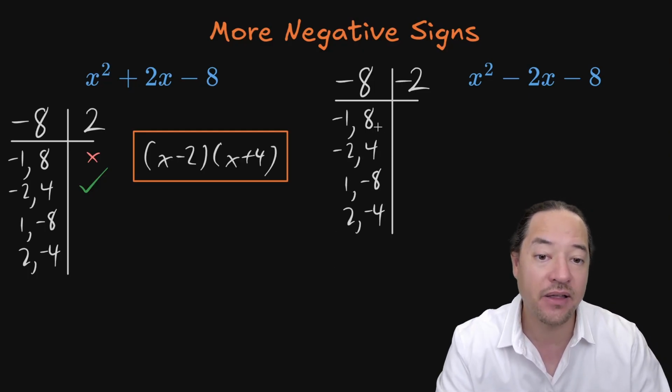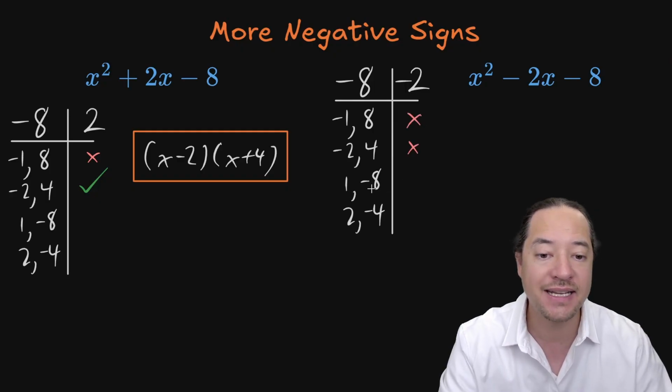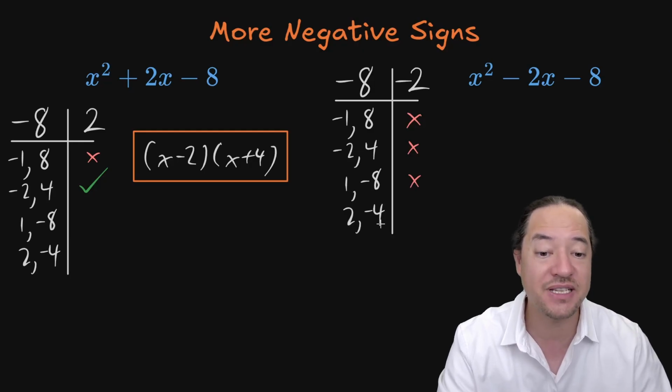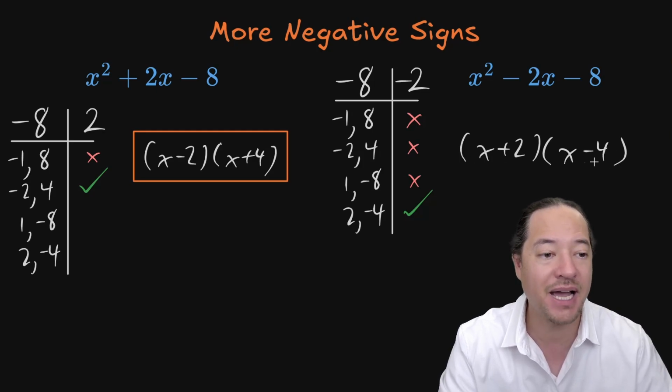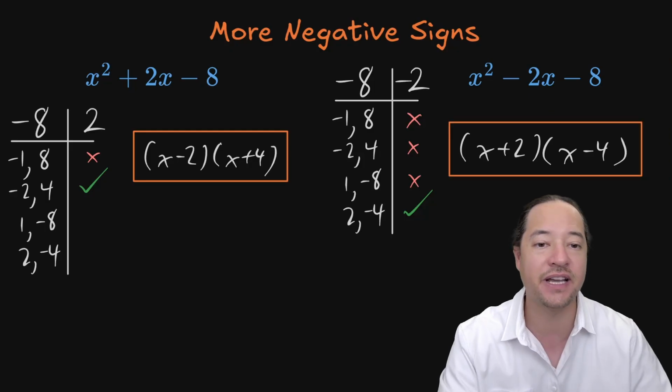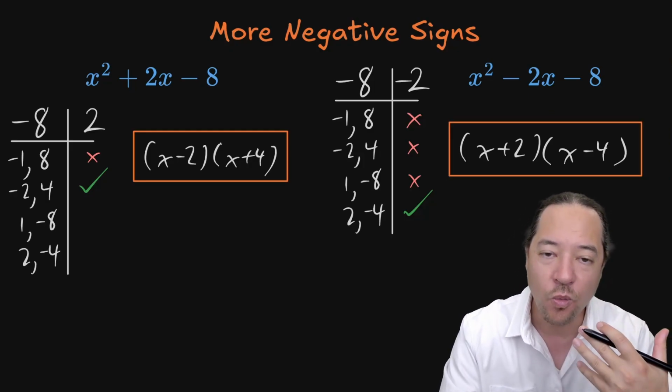Okay, so now the sum of these first two is going to be positive, so it's not going to be either of these. 1 and a negative 8 will be negative 7. That's not negative 2. 2 plus negative 4, that is negative 2, so that's going to be our answer here. We'll get then x plus 2 times x minus 4, and that will be our final answer for the factored form here.